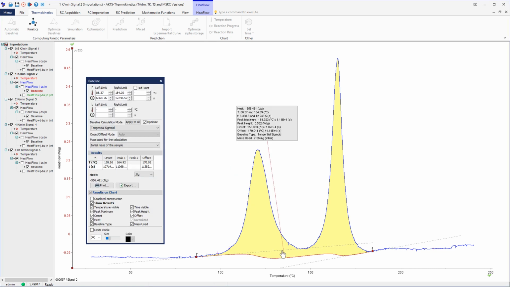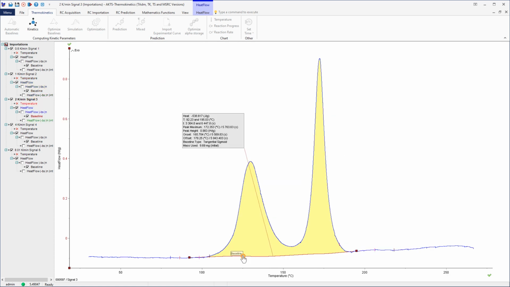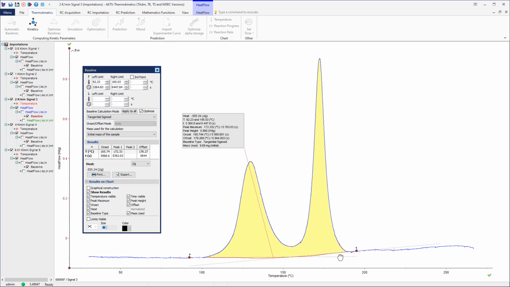Before accepting the course of the baselines, it is also necessary to check if the standard deviation of the reaction heat determined at all heating rates does not exceed 10%, because higher deviations may indicate poor data quality or incorrect baseline construction.